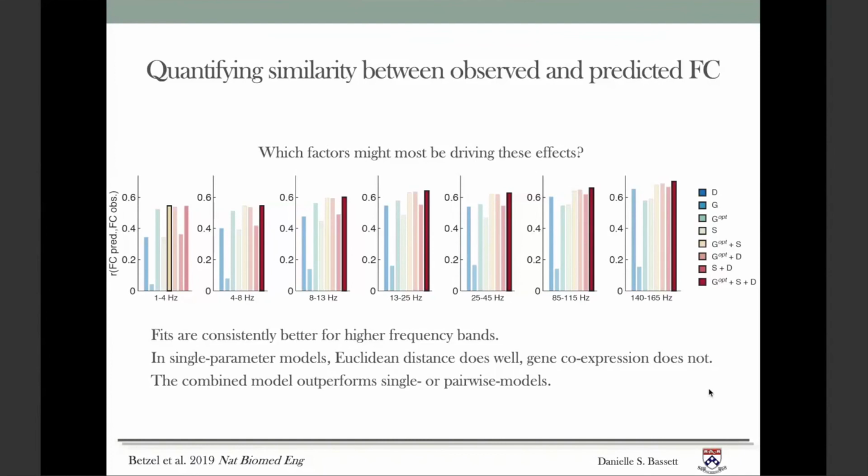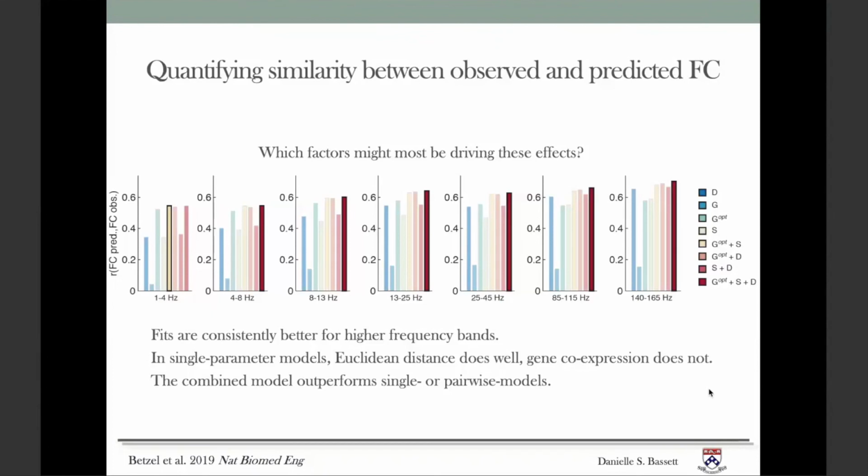So what do you see on average? Well, there are a couple of take-homes from this graph. The first one is that in general, the patterns of functional connectivity in a low frequency band are less well explained by our model than the patterns of functional connectivity in the high frequency band. So on average, these values are lower, more around 0.4, and on average, these values are higher, closer to about 0.6. So that's the first observation that we can make.